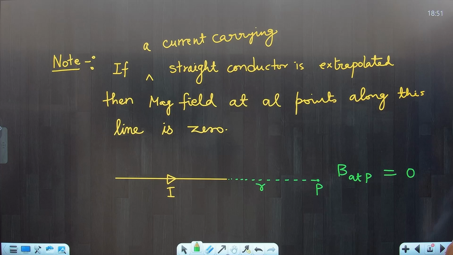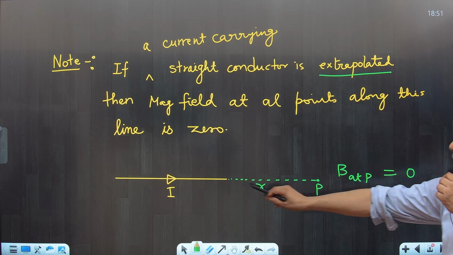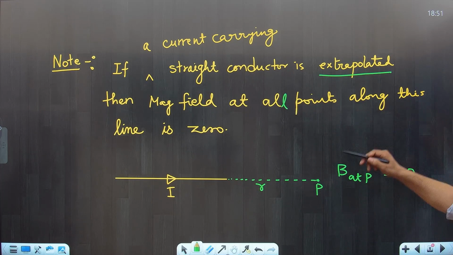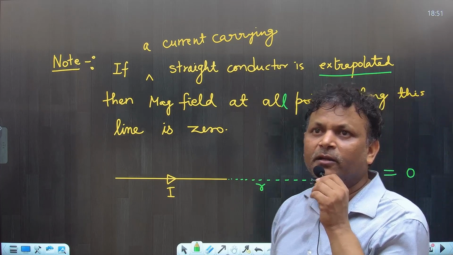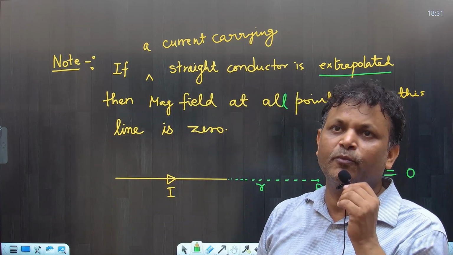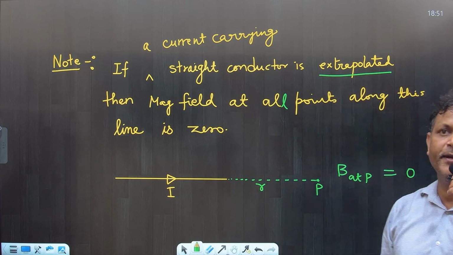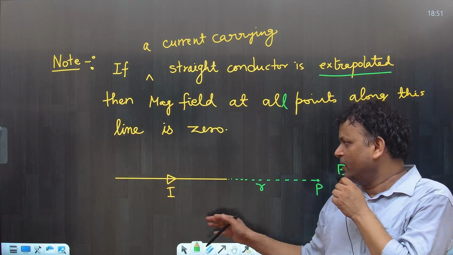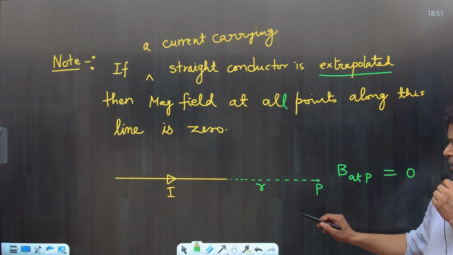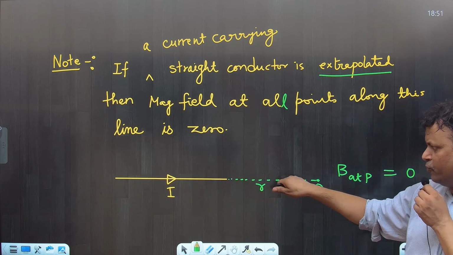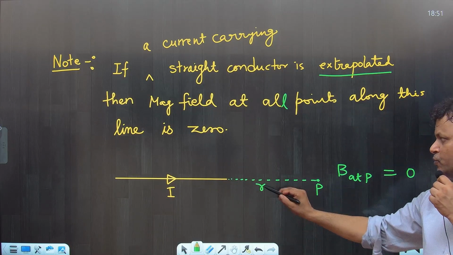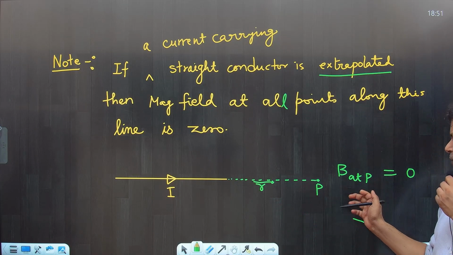Note, if a current carrying straight conductor is extrapolated, then magnetic field at all points along this line is 0. There is a straight conductor having current I. Now you extrapolate it. There is a point P. Obviously I is parallel to R. They are in the same direction. So I dl cross R is 0. So magnetic field at P is 0.